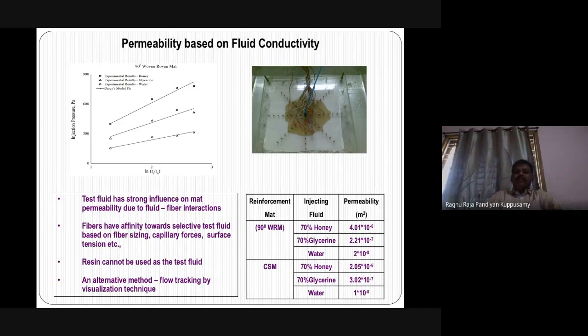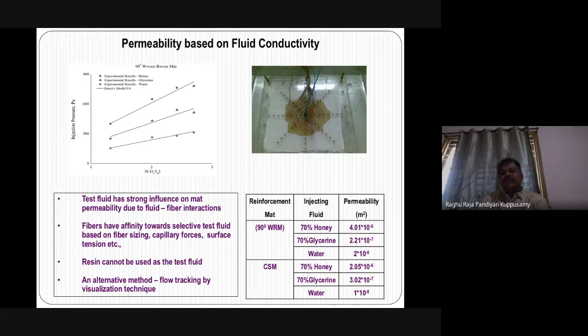From the experiment, we have used 70% honey solution, 70% glycerin solution, water and all. And we have used different reinforcement mats like 90-degree woven mat and chopped strand mats. From the data, we can see ln of R by R naught, where R is the radius of injection and R naught is nothing but the outer radius of the flow front. And you can see how the resin injection is getting varied.